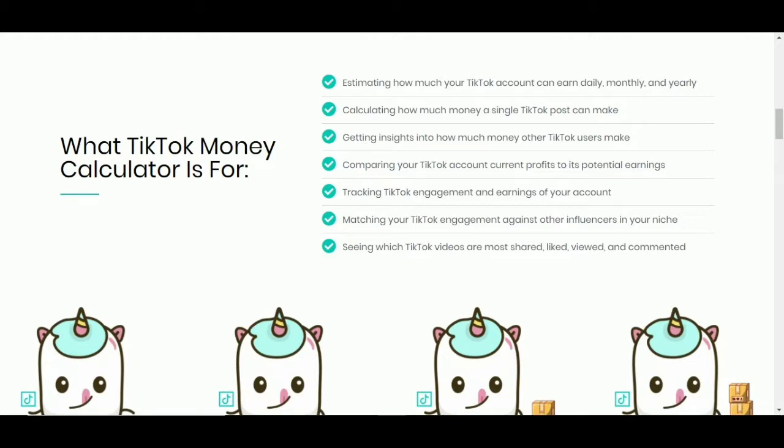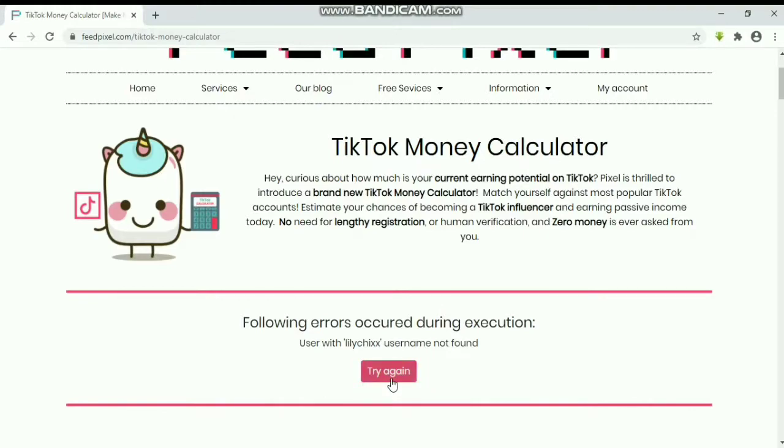Tracking TikTok engagement and earnings of your account. Matching your TikTok engagement against other influencers in your niche. Seeing which TikTok videos are most shared, liked, viewed, and commented.